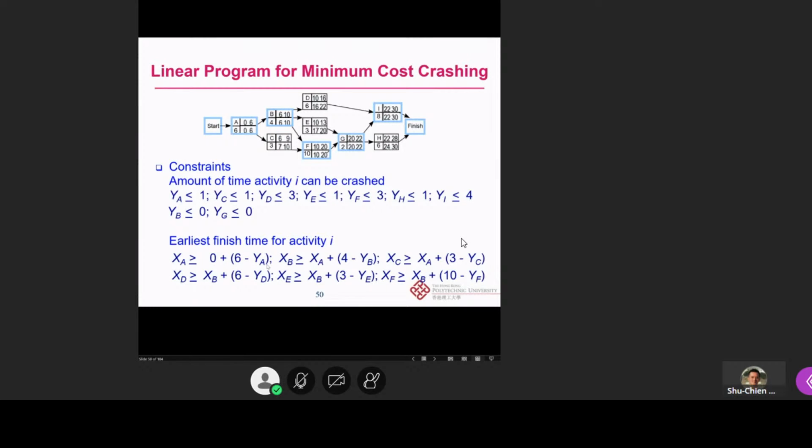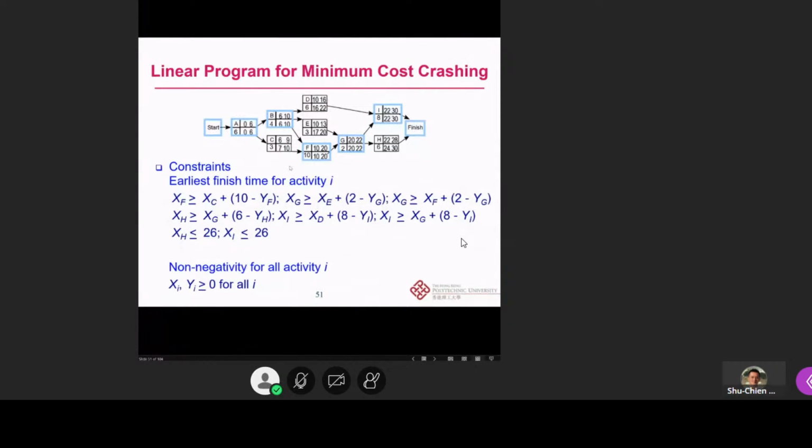And then the earliest finish time for activity i, this is a big challenge, but I believe all of you can understand it. We can follow this network to put it like this. So XA, the early finish time for activity A, should be larger than or equal to 0 plus the bracket of 6 minus YA. And XB should be larger than or equal to XA plus the bracket of 4 minus YB. So we put those early start times and early finish times here to make the network connected. We just follow this kind of rule. Then we put all the constraints here.